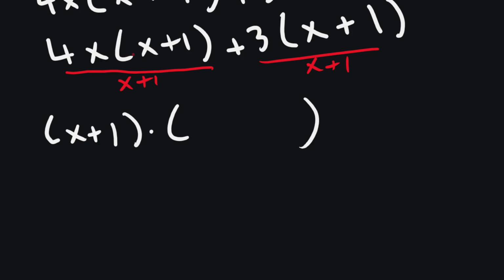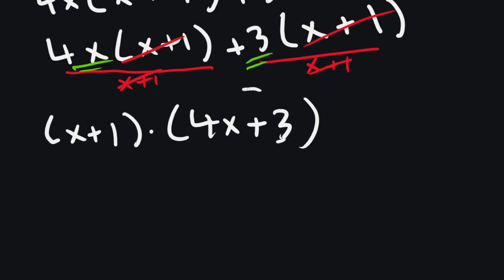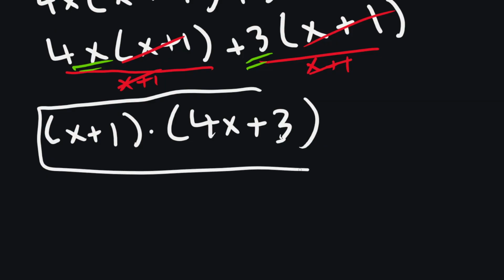These two cancel out in the numerator and denominator, x plus 1 divided by x plus 1, and these cancel out as well. So we're left with the 4x in the first term and the plus 3 in the second term. So 4x plus 3, and that is our final answer. x plus 1 times 4x plus 3 is the factored form of the trinomial that we started with. And that is how we factor by grouping.